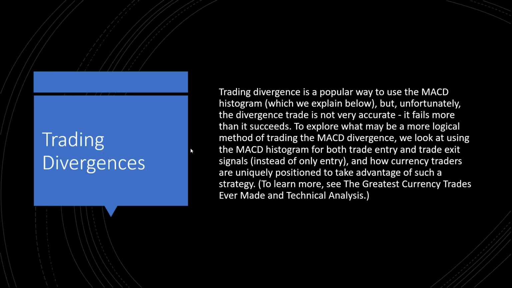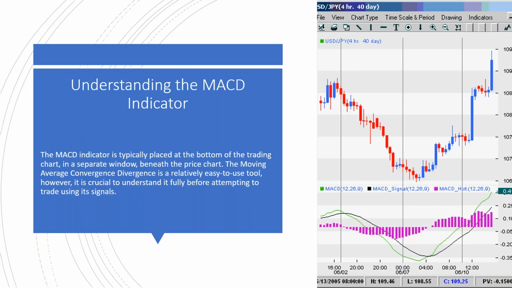And MACD gives us three different types of information. It tells us about divergence. It'll give us entry and exit points, as well as telling us if the market is overbought or oversold. Now, the MACD indicator is typically placed at the bottom of your trading chart, underneath the actual price action.